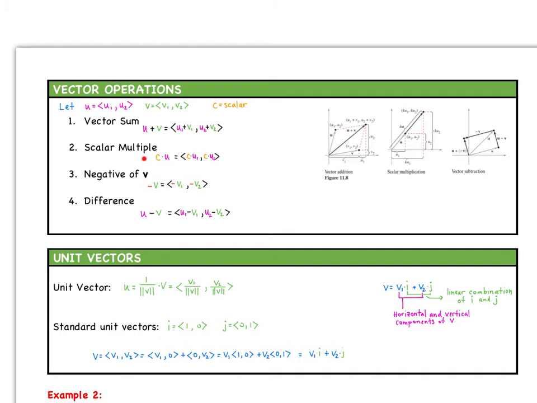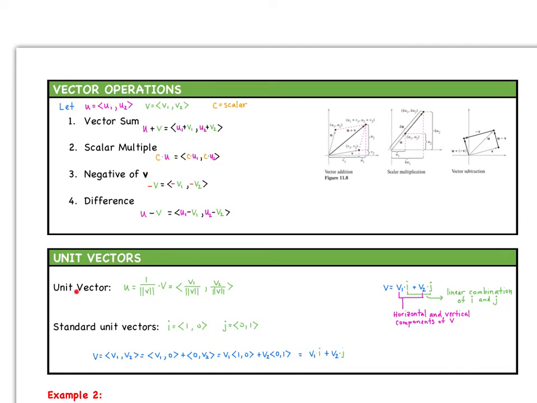Scalar multiplication is very similar to matrix multiplication with a scalar. So C times vector U, I'm simply going to multiply each component of the vector U by C. The negative of a vector is kind of like a scalar of negative 1, and we would just multiply both components by that negative. Subtraction or the difference, again, is very similar. If I'm subtracting U minus V, then I would subtract the corresponding components as well. So you can take a look at those graphs to see exactly how those work out.